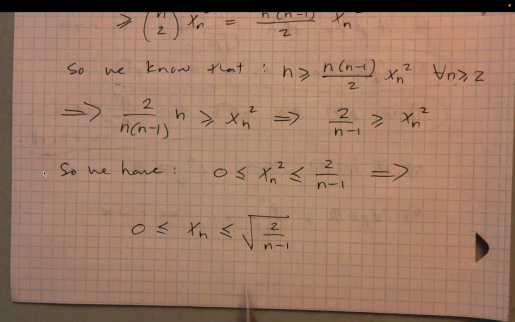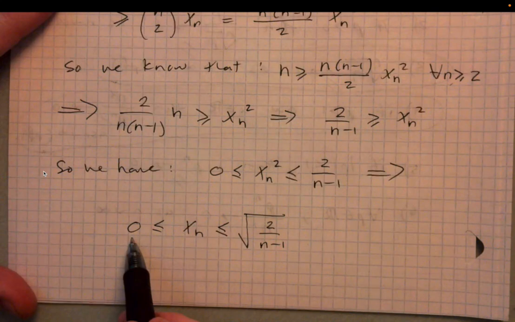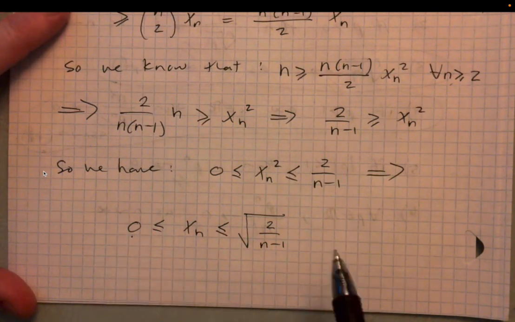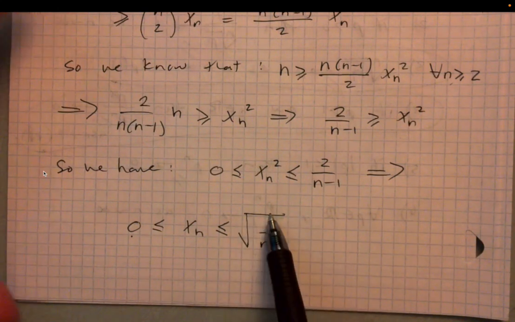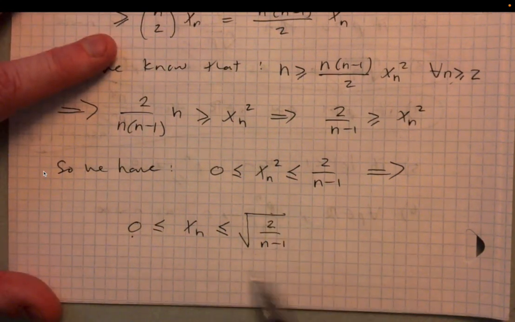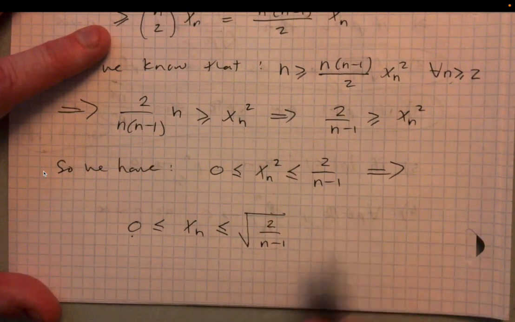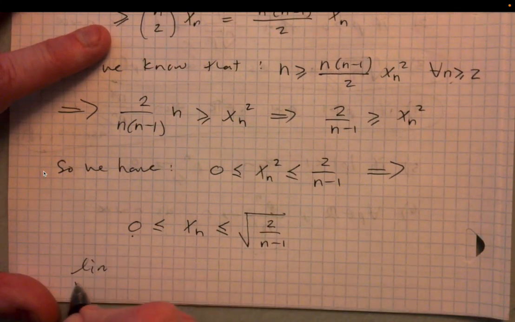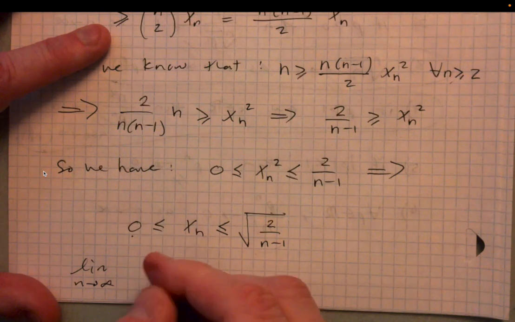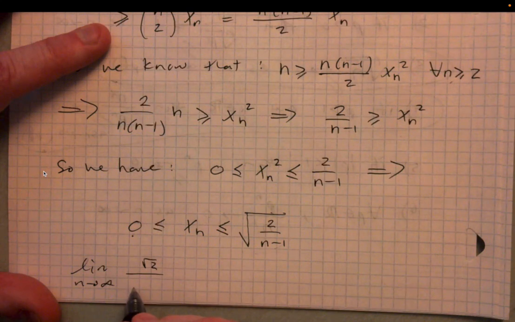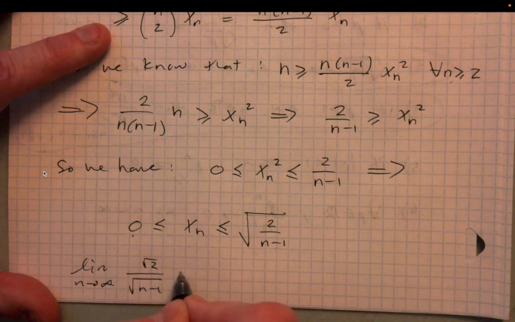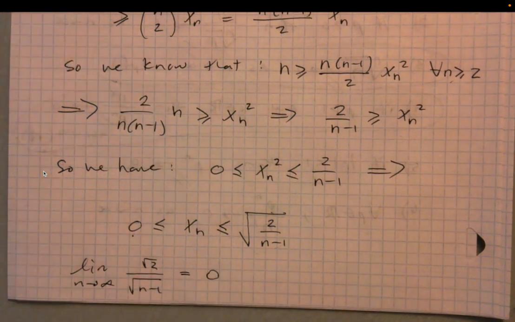Now we've set up a nice little squeeze theorem here. You can think of this as a constant sequence 0, so obviously the limit is 0. What's the limit up here? Well, this is one that we've seen before. This is the limit as n goes to infinity of basically the square root of 2 over the square root of n minus 1. We know that that equals 0.